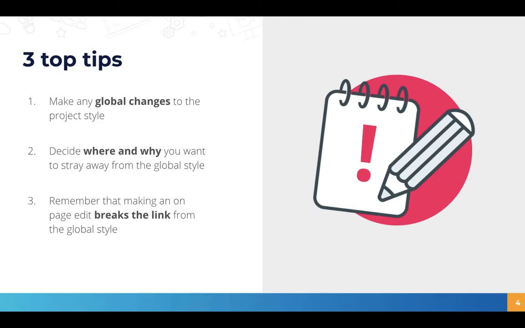So just a few top tips for making author mode styling changes. Firstly, I'd recommend making any global changes to your project style first. So if you know you want to update button colours across every page in your project, it probably makes sense to do that in the style so that you only have to do it once and it applies globally. Secondly, decide where and why you might want to stray away from the global style. So thinking through your reasoning and what you're trying to communicate to learners by creating different styling.